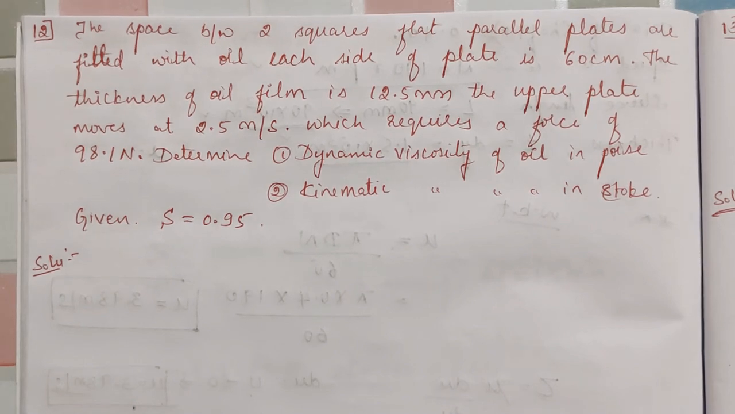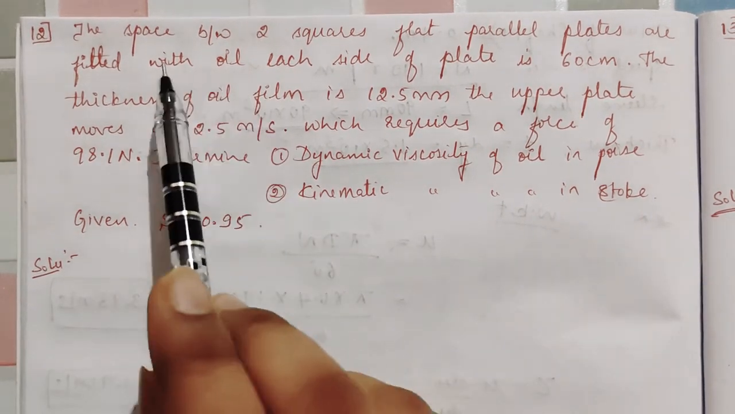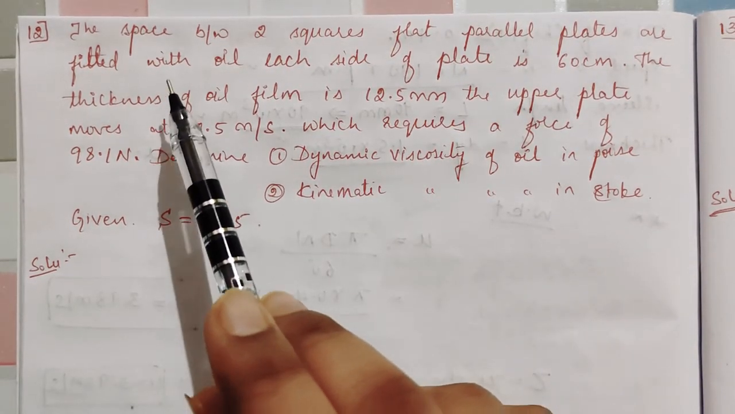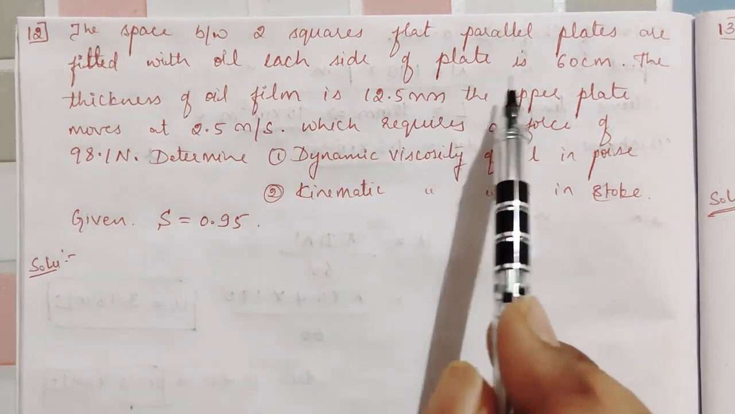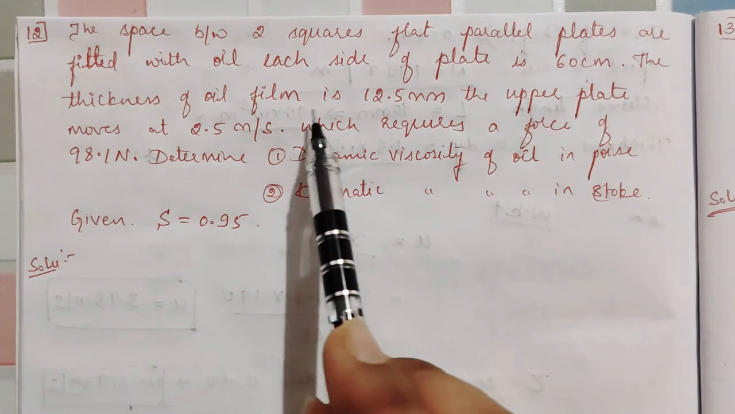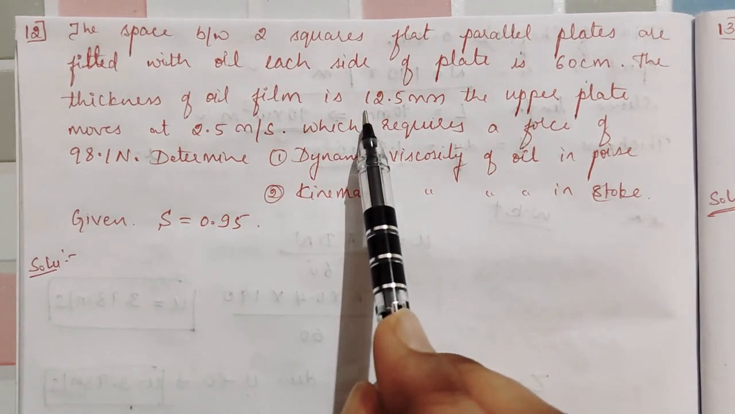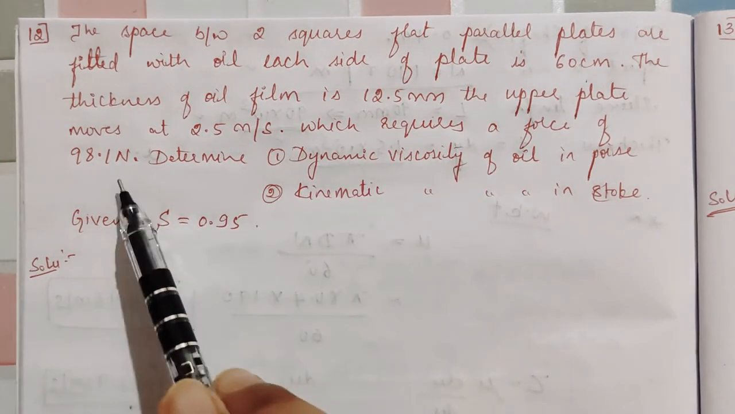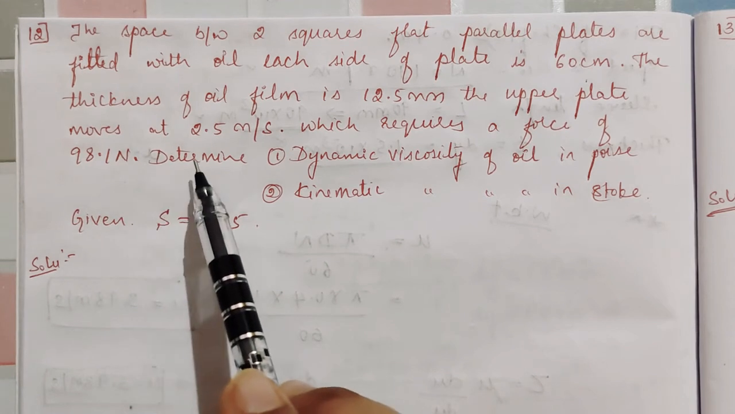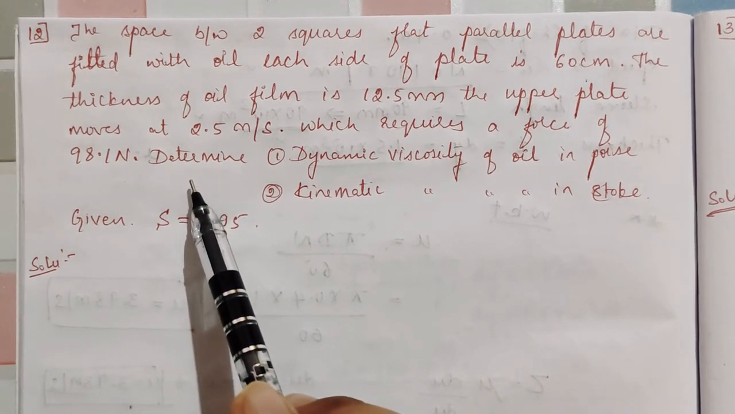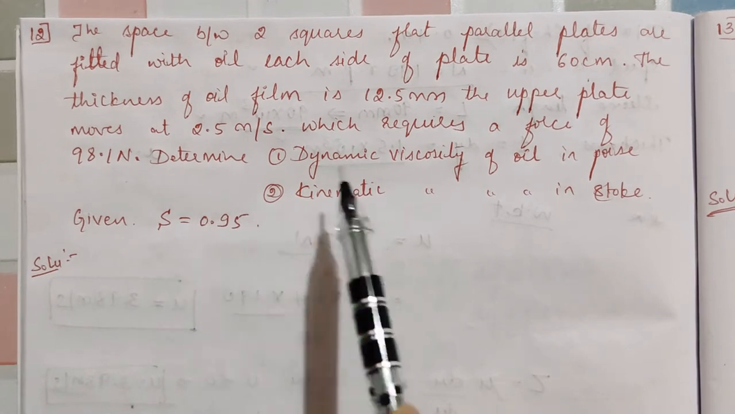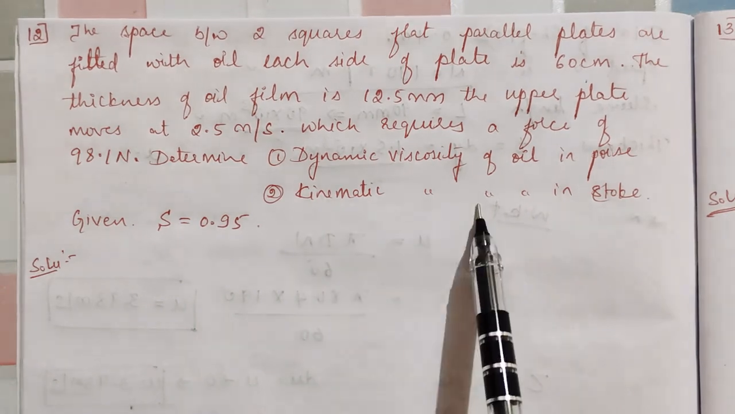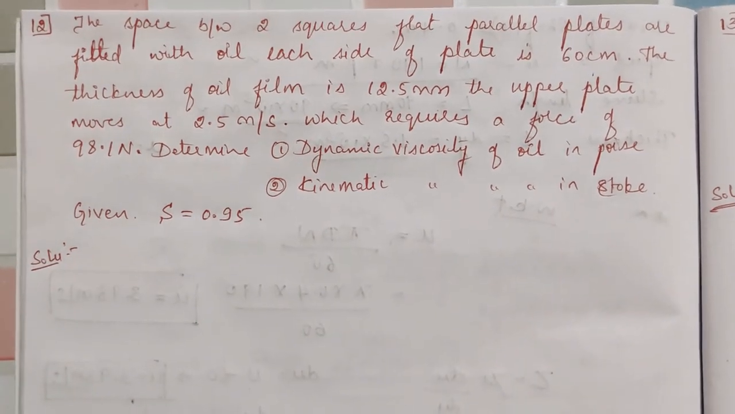See here, the space between two square flat parallel plates is filled with oil. Each side of the plate is 60 centimeter. The thickness of the oil film is 12.5 mm. The upper plate moves at 2.5 meter per second, which requires a force of 98.1 Newton. They ask us to determine the dynamic viscosity of oil in poise and the kinematic viscosity of oil in Stokes.